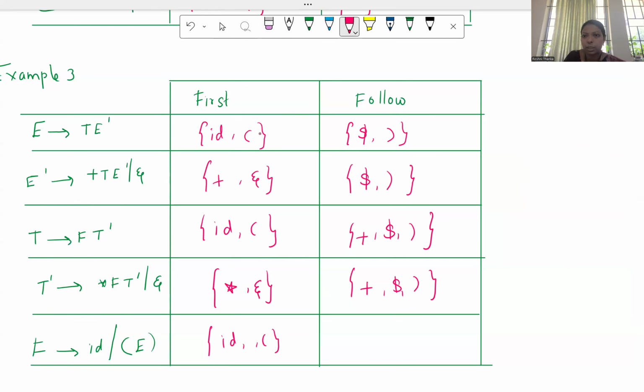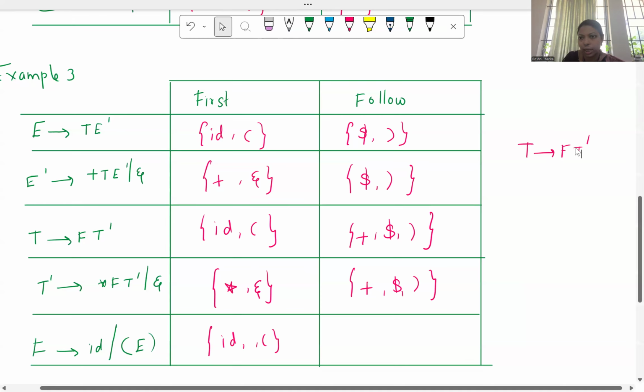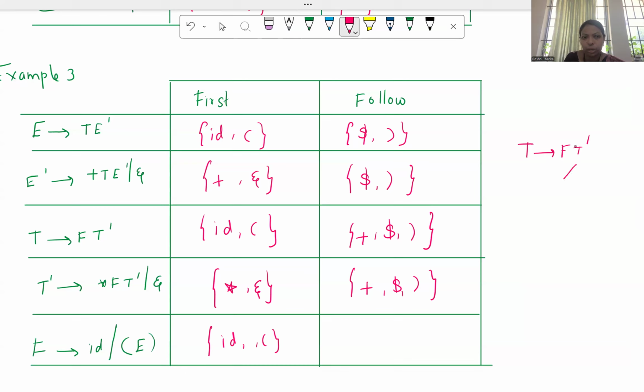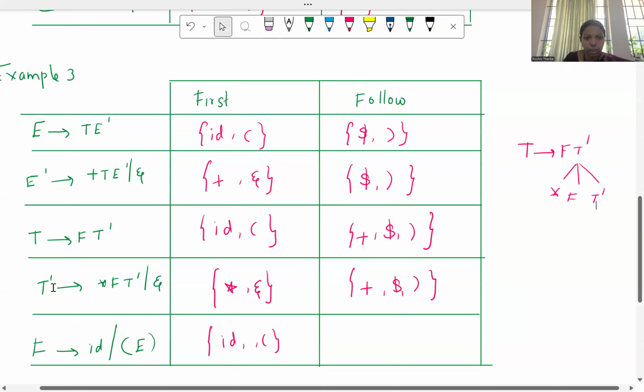So let me write the production. T derives F T dash. So F is followed by what? T dash. So this T dash is a non-terminal. So I have to write the derivation of it. So it is star F T dash. That is this production, right? T dash can be derived like this. So in this case, who is the first symbol? After this, star will be coming as a follower of this F. So I can write star here. So star can be written. So this T dash is derived as this. T dash also has another option, epsilon.